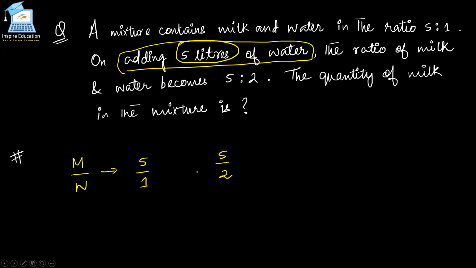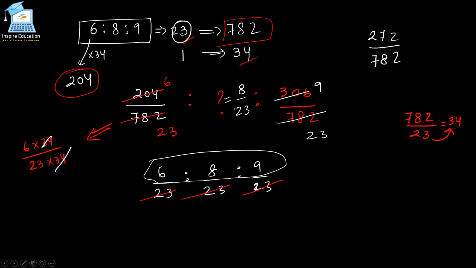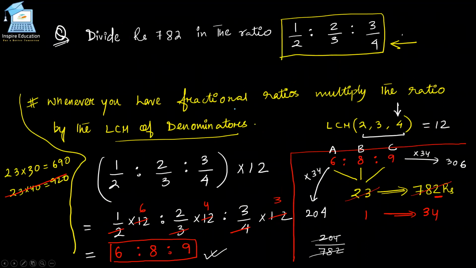Please someone tell me which part is changing and which part is constant. Out of milk and water, what is changing and what is constant? Water is changing, milk is constant. So if milk is constant, the ratio of milk also has to be constant. So it is constant. Here we have 5, and here we have 5.